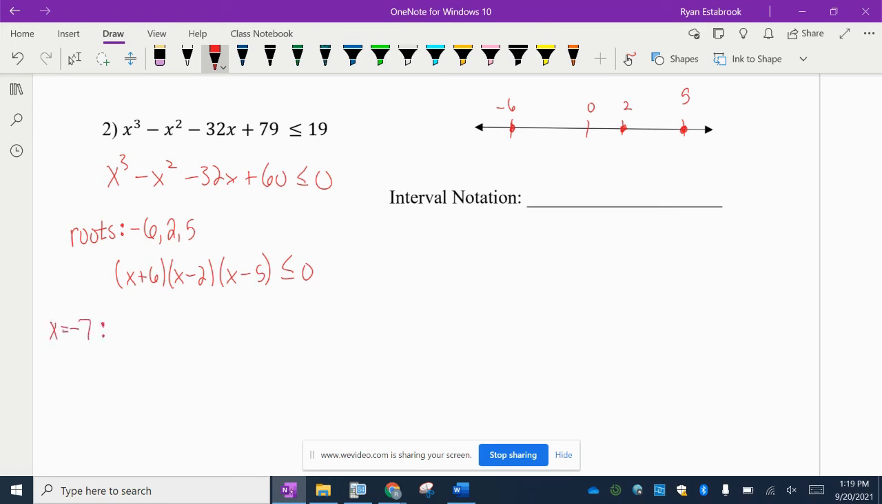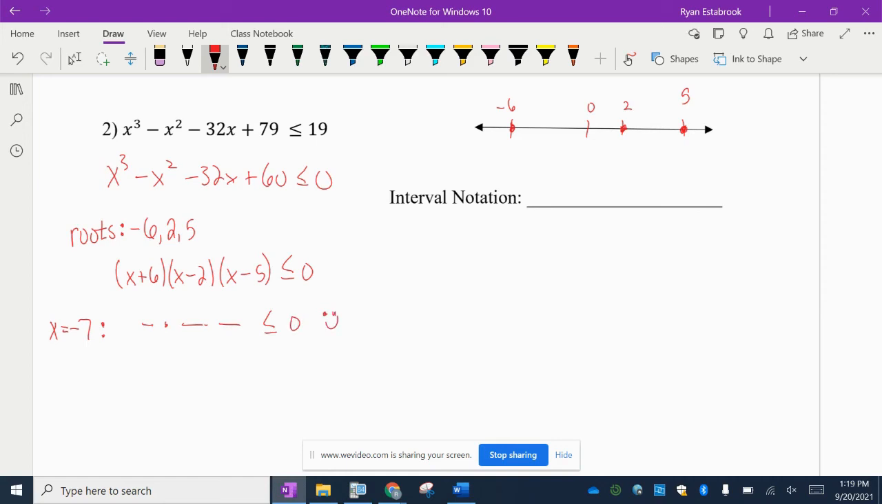Check the region all the way to the left first, or you can go all the way to the right. It doesn't matter. I like to go methodically left to right, so I'm going to check something over here like -7. -7 plus 6 is negative. -7 minus 2 is negative. -7 minus 5 is negative. And a negative times a negative times a negative is less than or equal to 0. Yes, it did satisfy that.